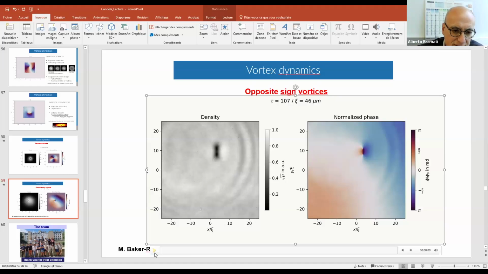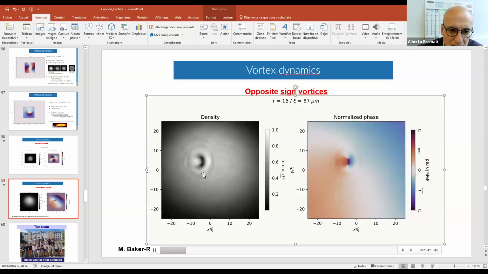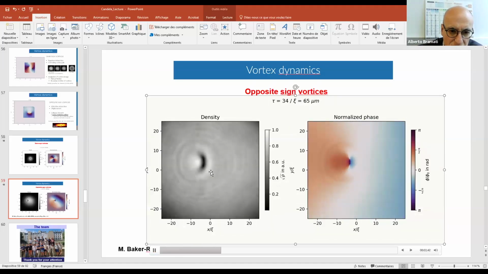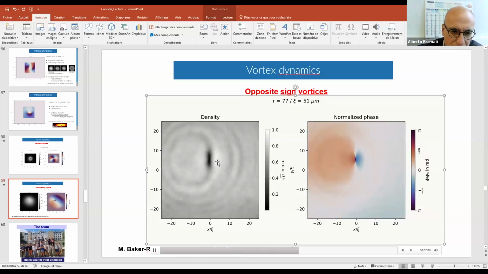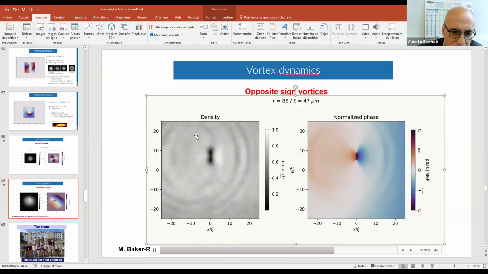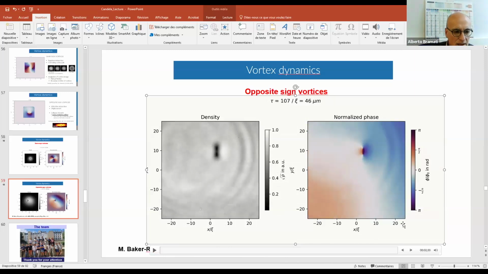So once again, they are separated, then they merge. Here we have the soliton, and then eventually they separate again. So this is an example of what we can do with this kind of fluid of light to study the interaction of these vortices in a very controlled way.